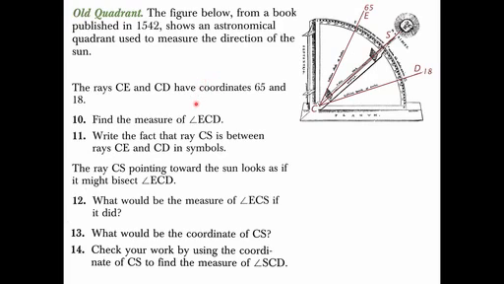Check your work by using the coordinates of CS to measure SCD. So now take this coordinate you just got, use the coordinate 18, and see whether this angle ends up being the same as this, which we suspected it did, as a bisector.